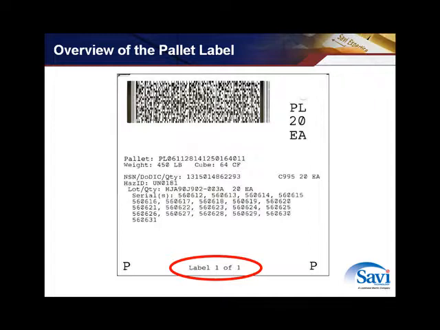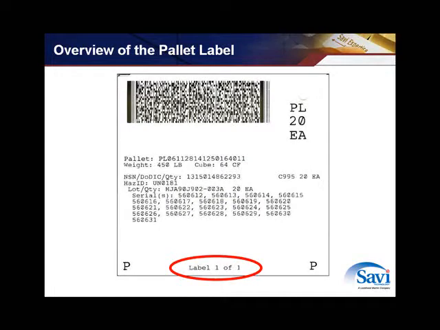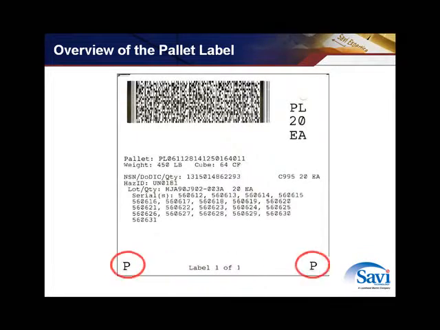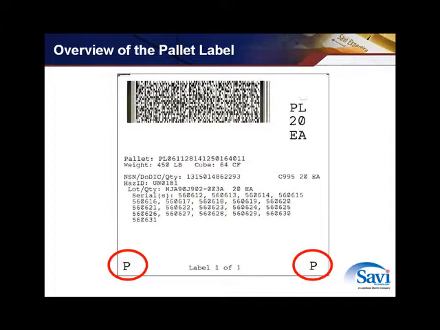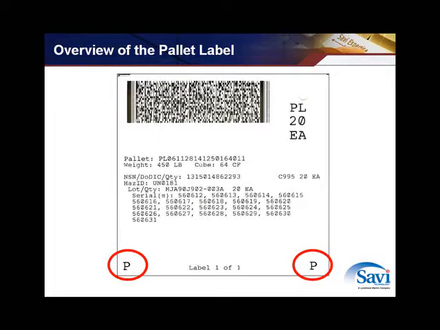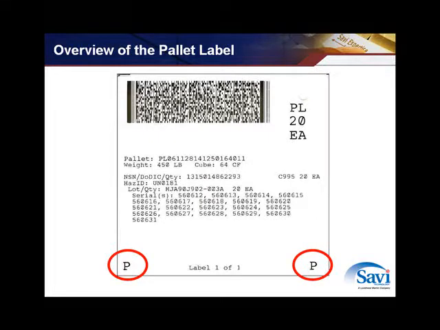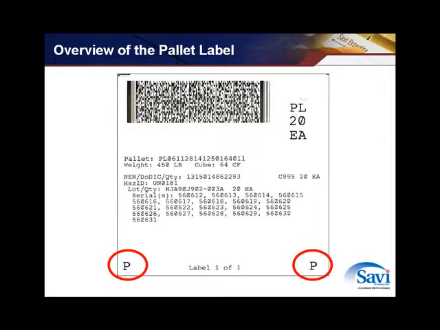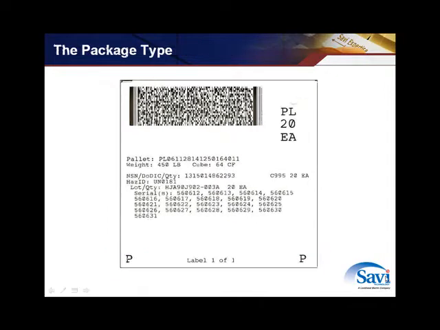This label indicates how many labels it takes to contain the information for this pallet and which label this is in that series of labels. We'll come back to this idea later. And finally, these characters are called companion codes, and they help you make sure that when a pallet has two labels on it, so that a pallet can be scanned regardless of how it is stacked, those labels are the same. Again, we'll come back to this concept in a few minutes.